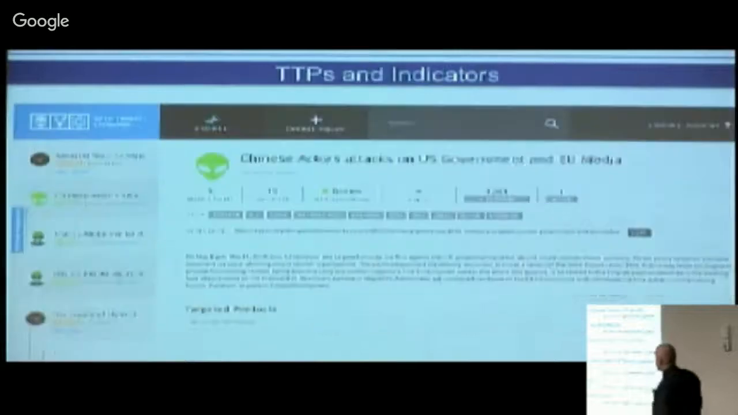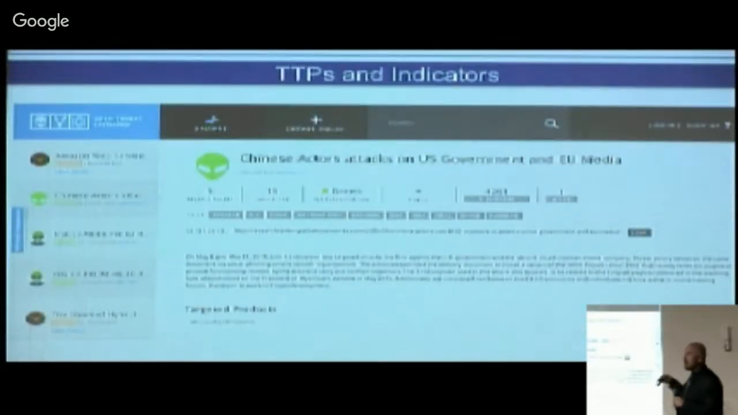That's one example. These are just screenshots of TTPs and indicators. This is information you get from vendors. Every vendor will give you one, some better than others, but that's just information.